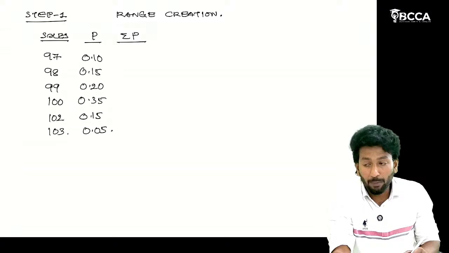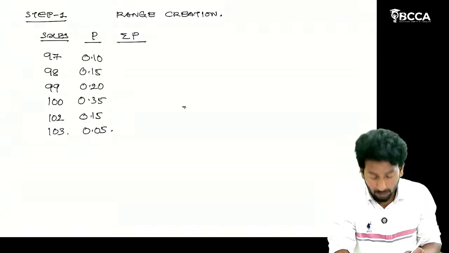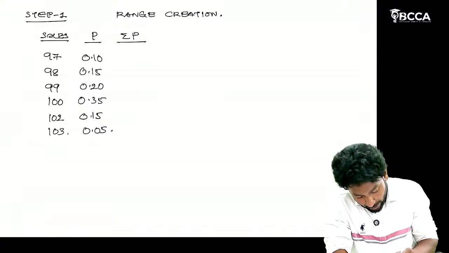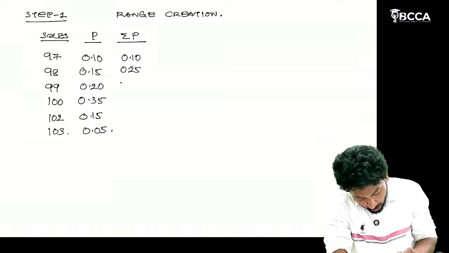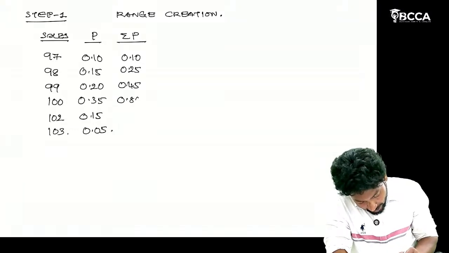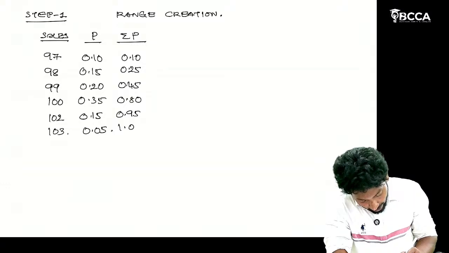So add all the probabilities from top to bottom. 0.10 plus 0.15 is 0.25, plus 0.20 is 0.45, plus 0.35 is 0.80, then 0.95, then 1.00.